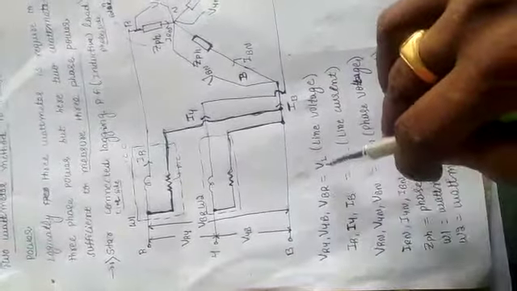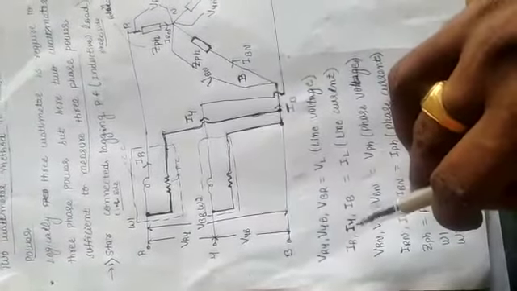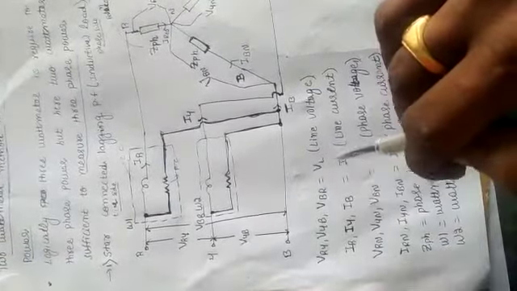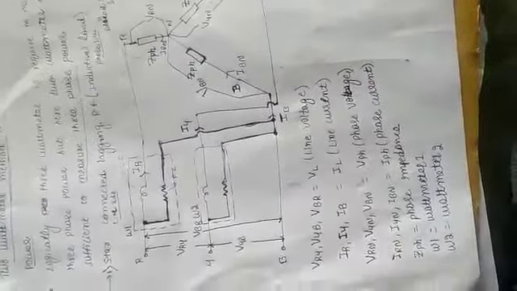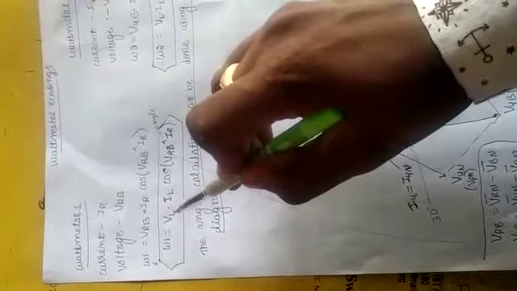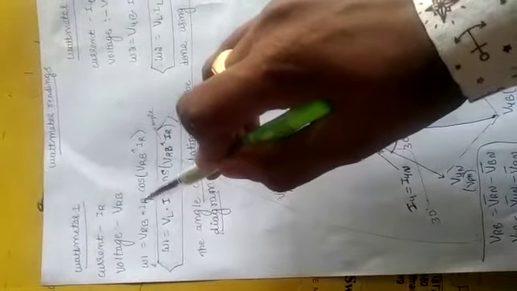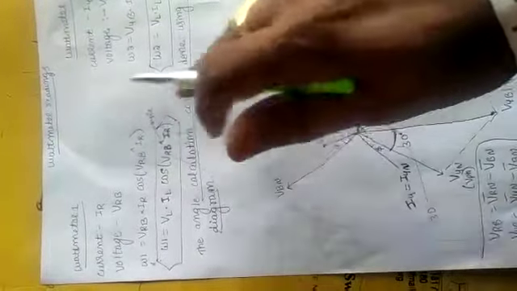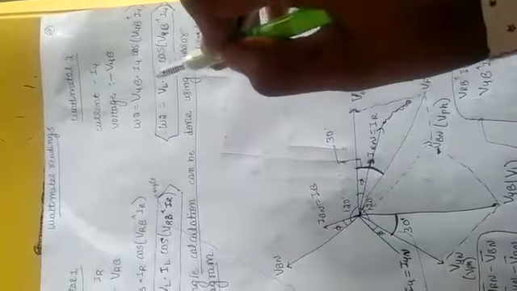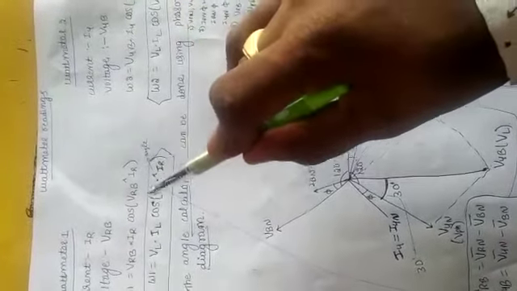As you know, VRB and IR are line voltage and line current. Here IY and VYB are line current and line voltage. Right? So that's why VRB I write as line voltage VL, IR I can write as IL, and here VYB as VL and IY as IL. But you should find the angle between these components.